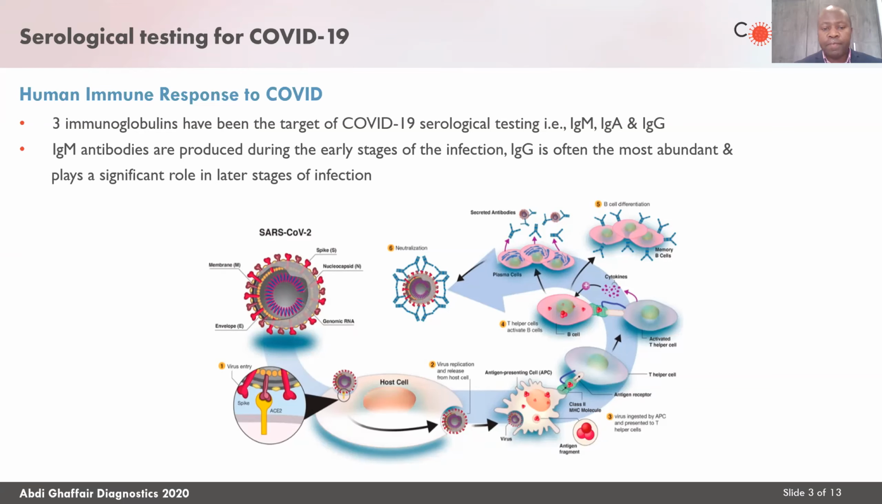So when the host cell is invaded by the virus, the current understanding is that it binds the angiotensin receptors using its spike protein, and the entry into the cell induces a cascade of immune responses, especially the antigen presenting cells, which present to other immune cells like T helper cells, and this results in the production of antibodies. And as we know, IgM antibodies are the first to be produced, and then later on we have IgG coming into action.